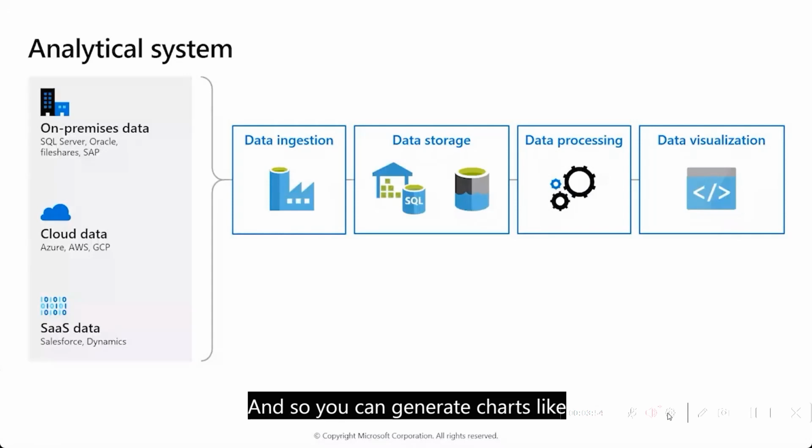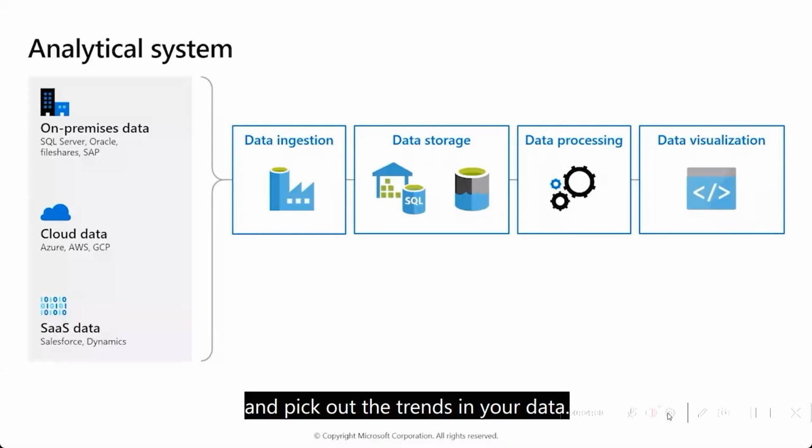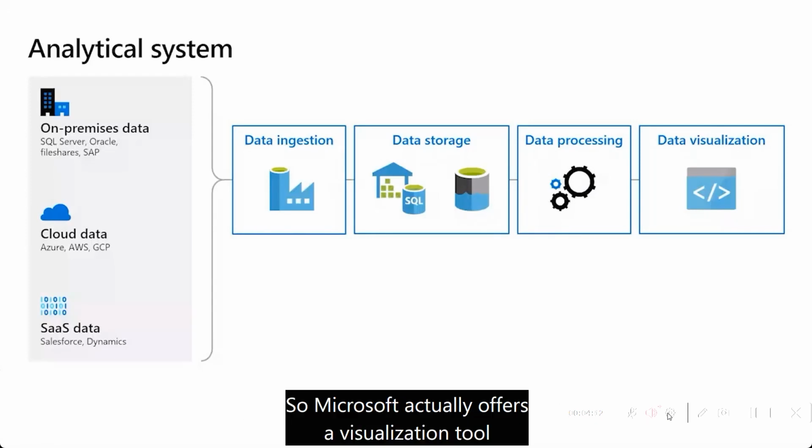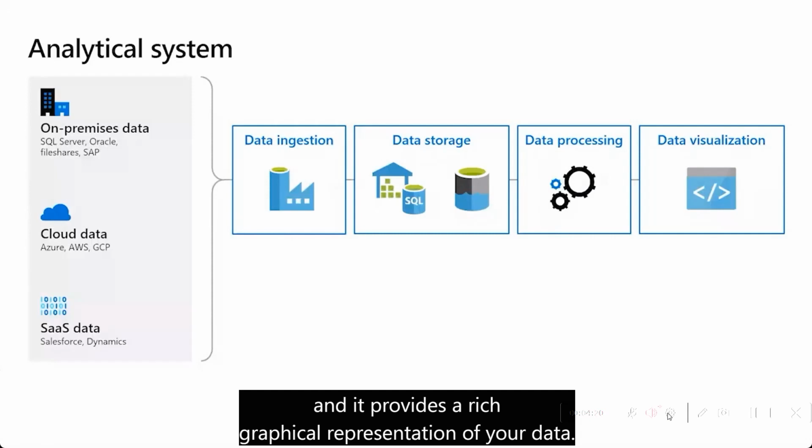And so you can generate charts like bar charts, line charts, plotting the data onto a geographical map if it's geographical data. And you can really illustrate how data changes over time and pick out the trends in your data. So Microsoft actually offers a visualization tool to enable you to do so. The service is called Microsoft Power BI, and it provides a rich graphical representation of your data.